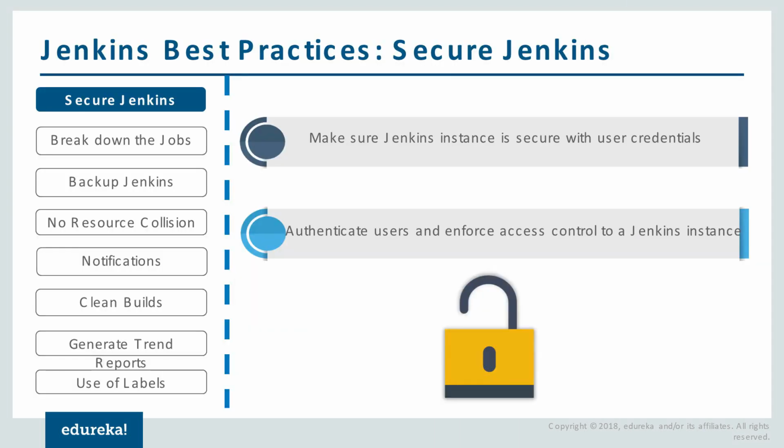The first one is, of course, you should secure your Jenkins instance and make sure that it is secured with user credentials. You always have an option of running Jenkins without user credentials, but that is not recommended at all. So make sure you go to configure global security and properly configure the authentication and authorization for Jenkins instances. And you should authenticate users and enforce access control to a Jenkins instance, which is basically through configure global security.